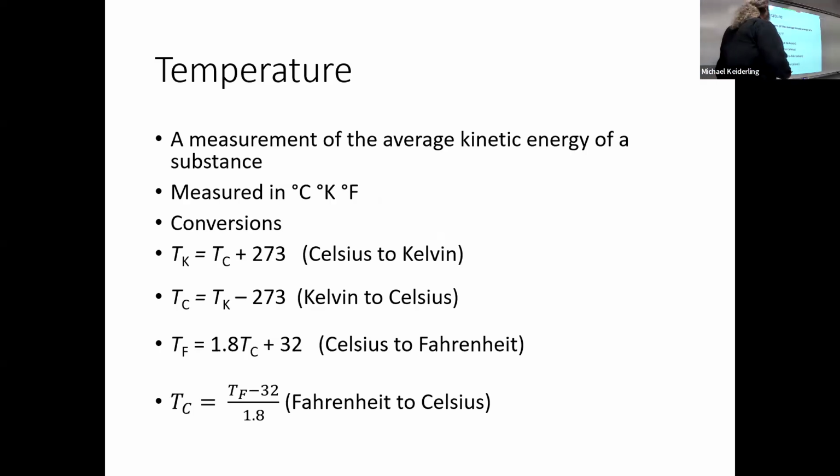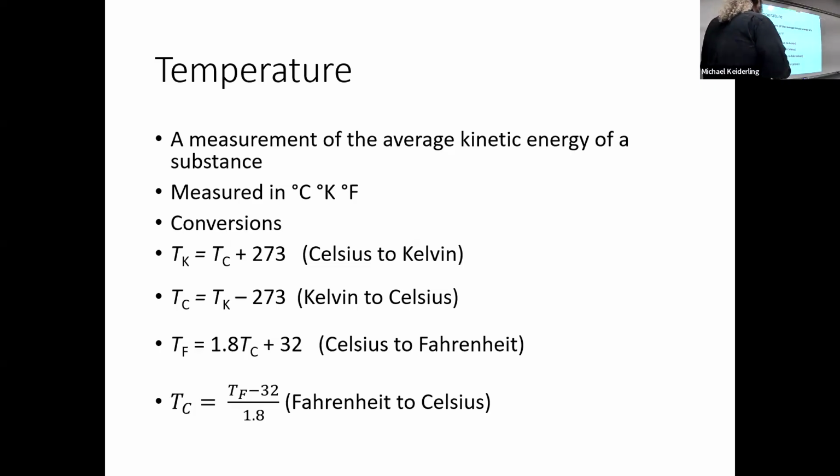Let's start with temperature. Temperature is a measure of the average kinetic energy of a substance. There are a number of different temperature scales. The ones we'll be using in this class are degrees Celsius, degrees Kelvin, and degrees Fahrenheit. Degrees Celsius and Kelvin have the same size, but different zeros. So to convert from Celsius to Kelvin, you add 273, moving the zero to absolute zero.